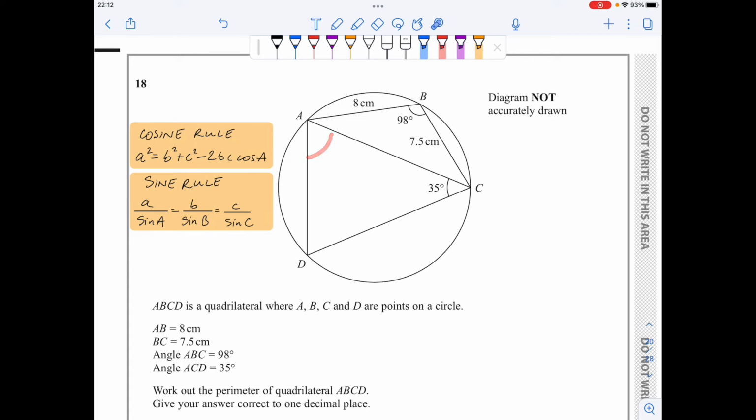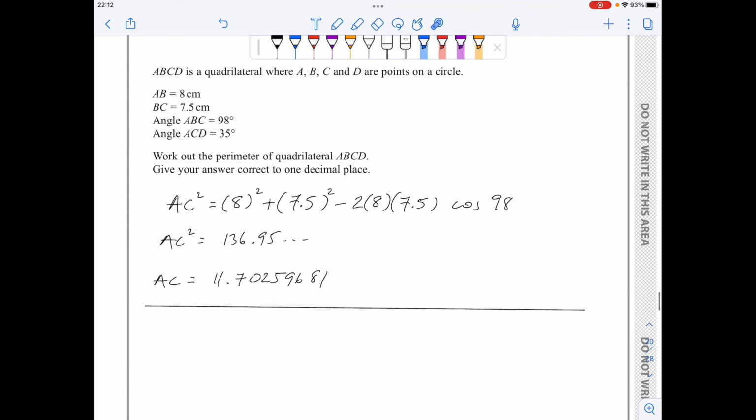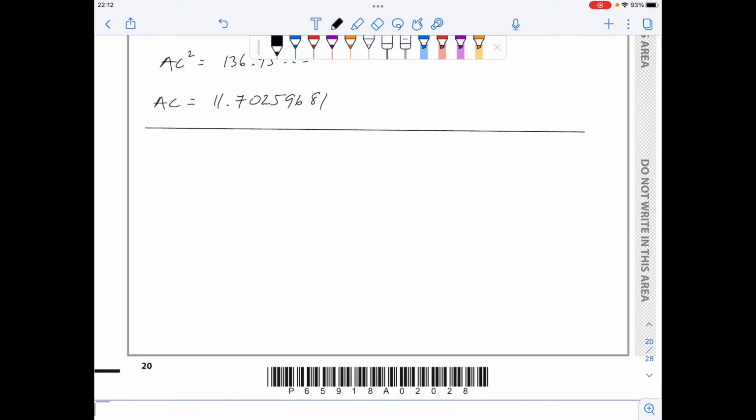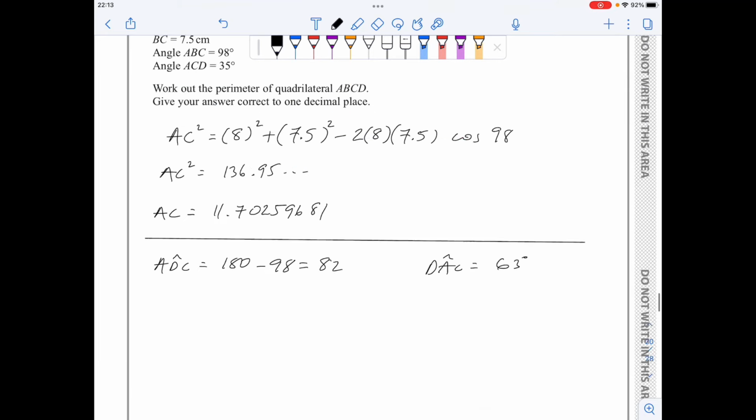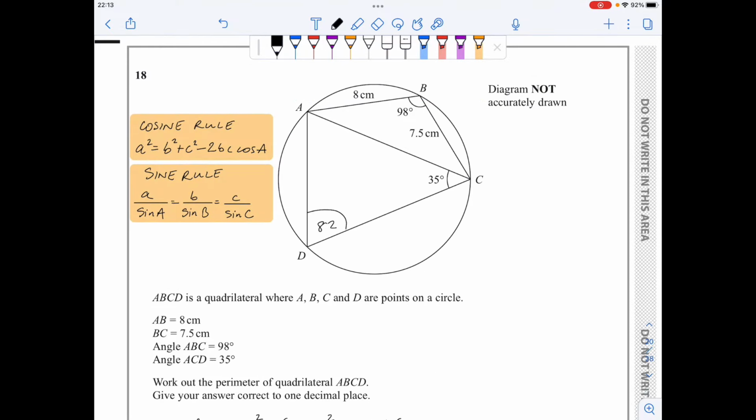To do so, I'll need to find this angle first. Now, these two angles are opposite angles in a cyclic quadrilateral, and they add up to 180. And once I find this angle, these three angles add up to 180 because they are in a triangle. I don't have to state the reasons here. So ADC is equal to 180 minus 98, which is 82. And then DAC is equal to 63 degrees. So that's 82 and that's 63 degrees.